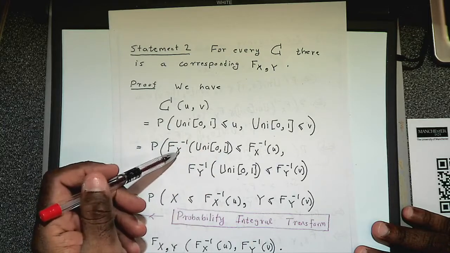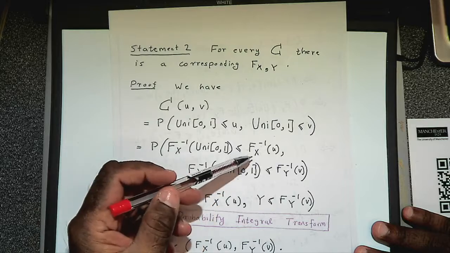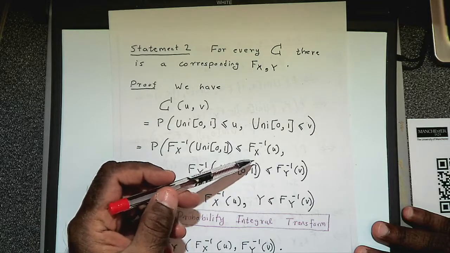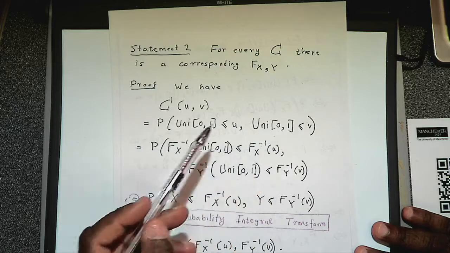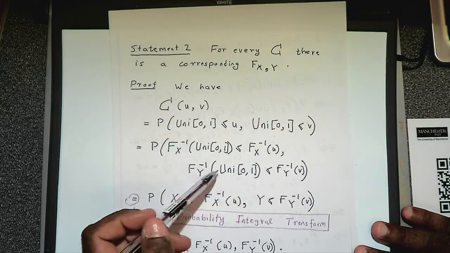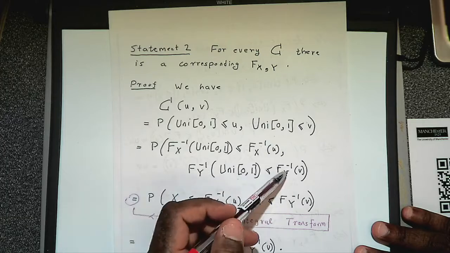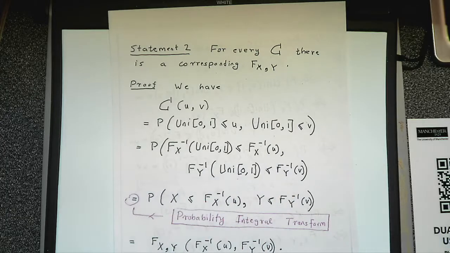So I'm taking the inverse function of x on the left and the inverse function of x on the right-hand side, okay? And similarly to this inequality here, I applied the inverse function of y on both sides. So the inverse function of y to this and the inverse function of y to this.